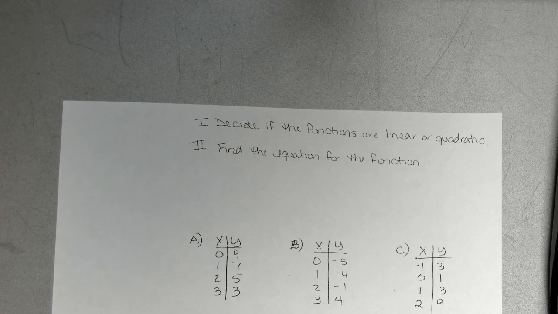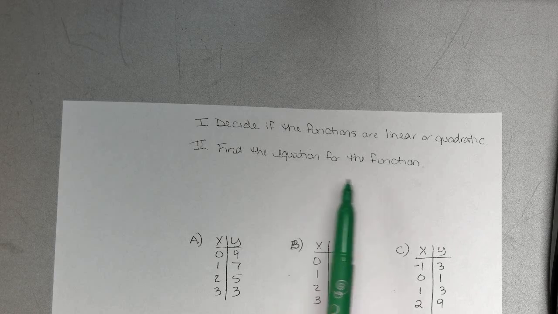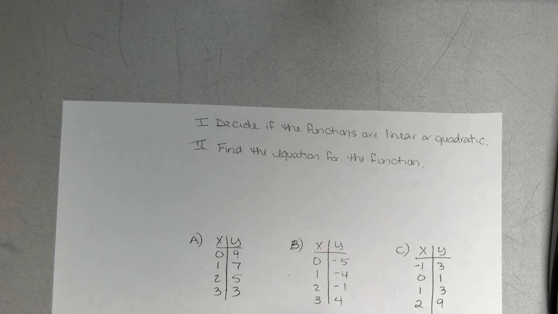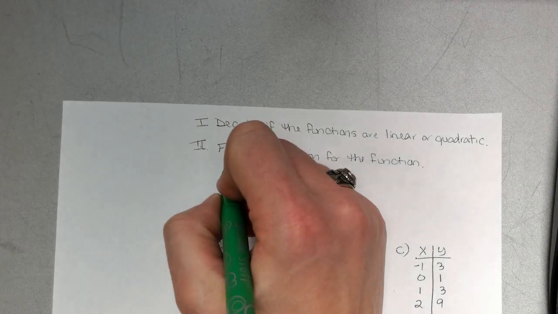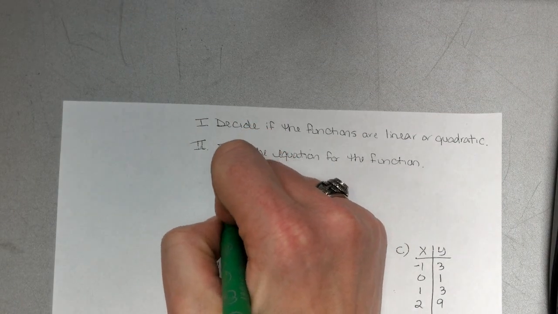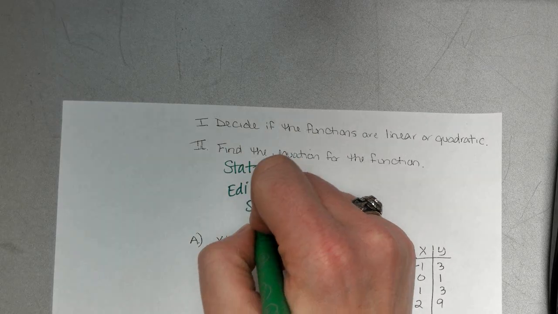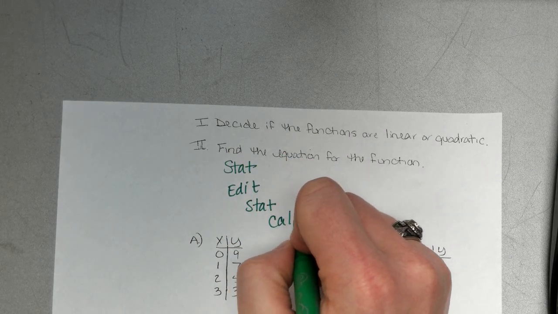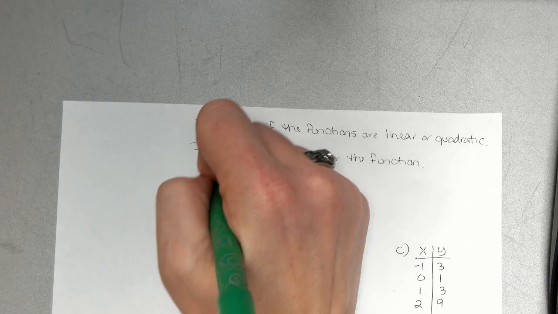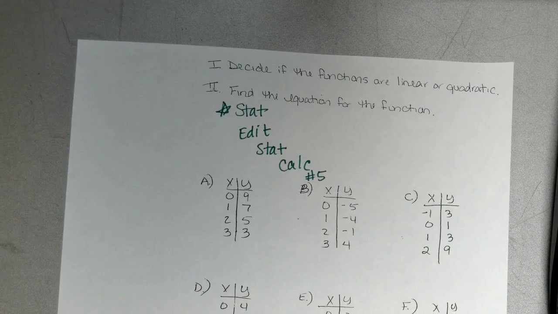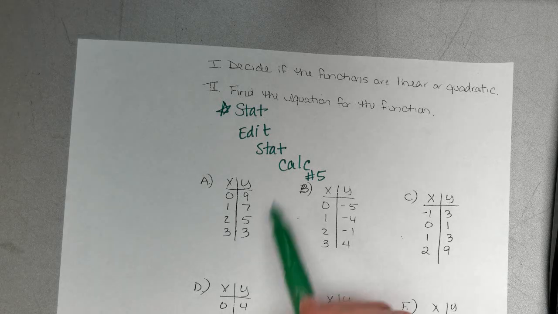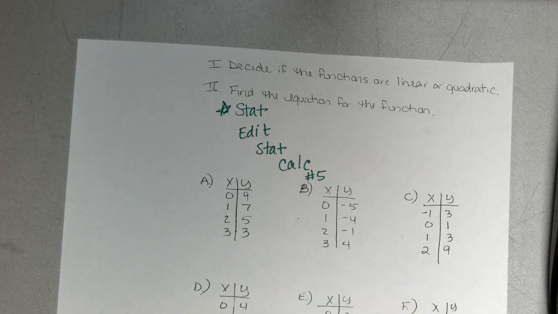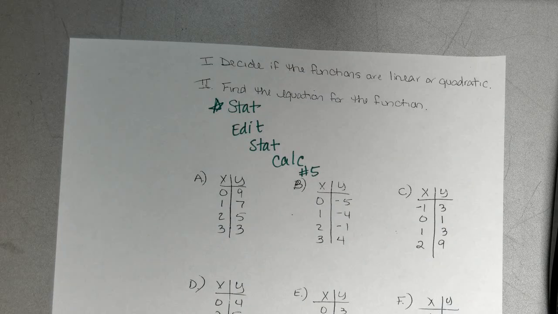If we look on the second page, we're going to decide if they're linear or quadratic. So tomorrow I want you to write down these notes right quick, but we're going to be using the calculators to figure that out. But I want you to write down the steps. And then tomorrow we can use the calculators to plug in these points in the table, and it will show us when we graph it if it's a straight line or if it's a parabola. If it's a straight line, it's linear. If it's a parabola, it's quadratic.